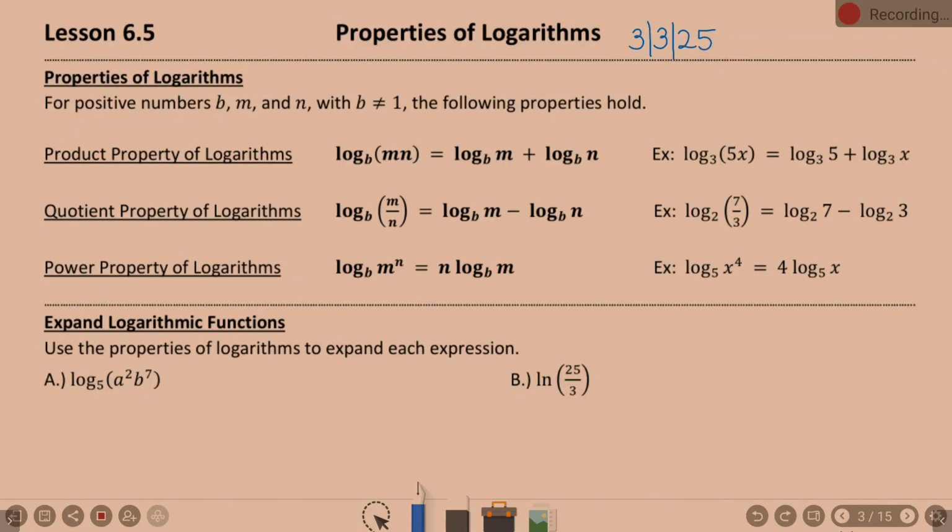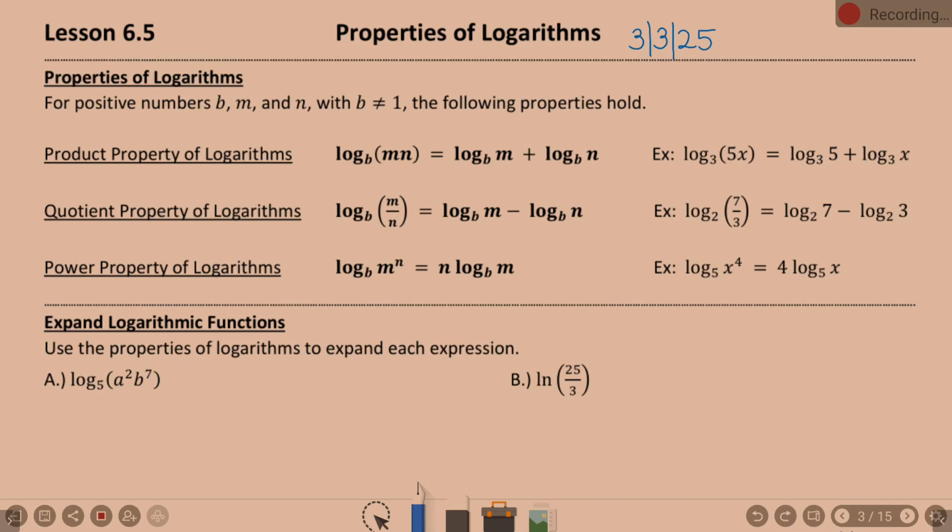6.5 is properties of logarithms, okay? So we have a nice little list here. We're learning more about logarithms. And what we learn in this lesson of how we can move logs around helps us later on when we're trying to solve equations, okay? So 3 log properties here.